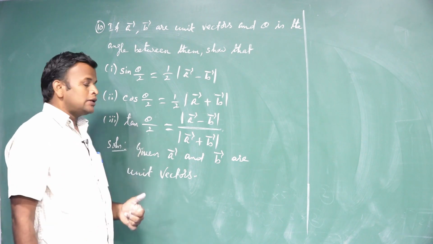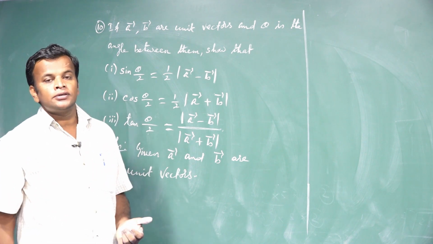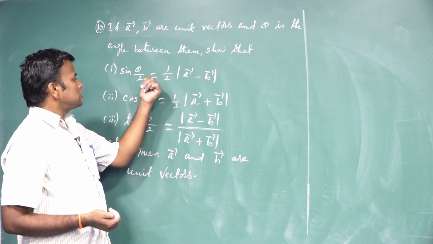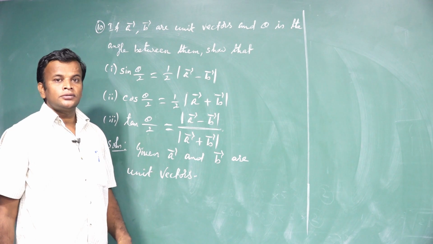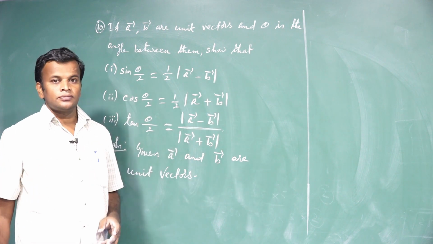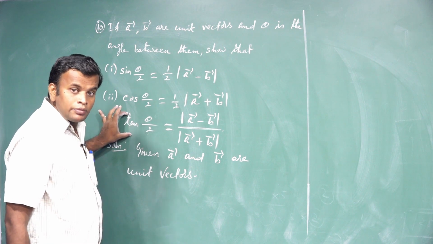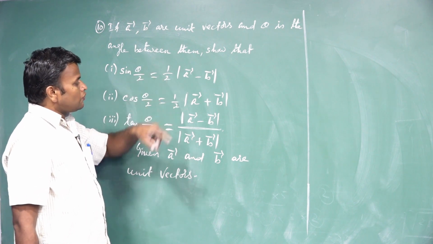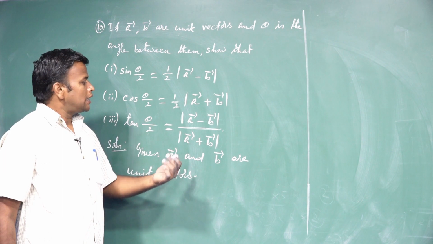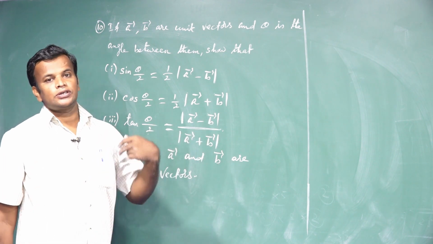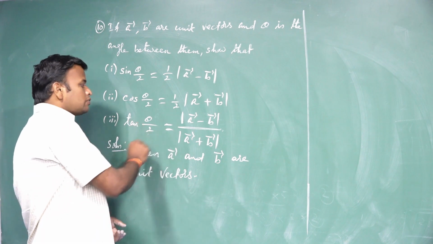The third one is tan. You know very well tan theta is nothing but sin theta by cos theta. So we divide first one by second one. I exactly divide it. Sin theta by 2 by cos theta by 2 is nothing but tan theta by 2. In division half of will be cancelled. Then directly will come modulus A vector minus B vector divided by modulus A vector plus B vector. It's very easy one. Third one.